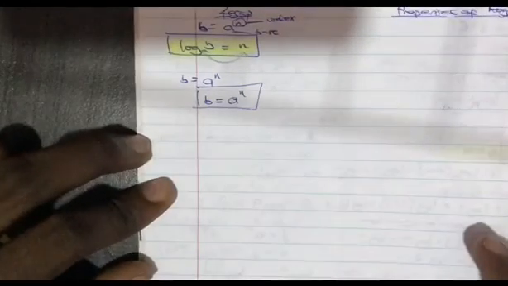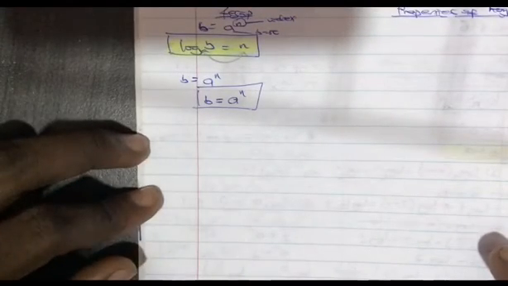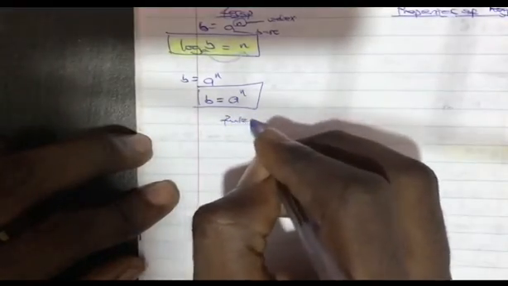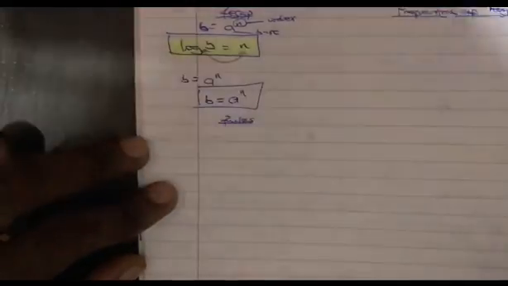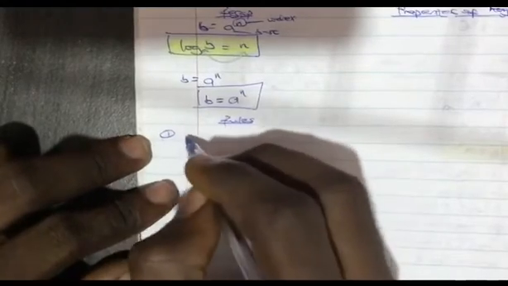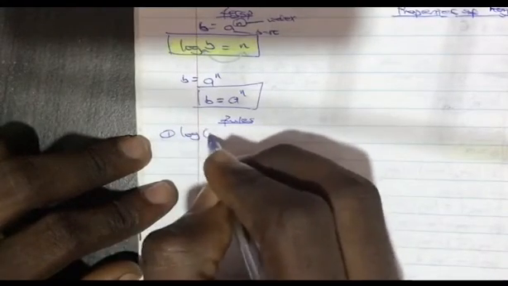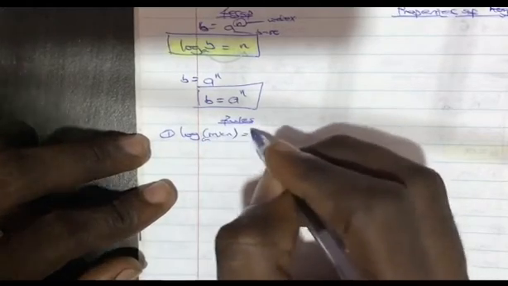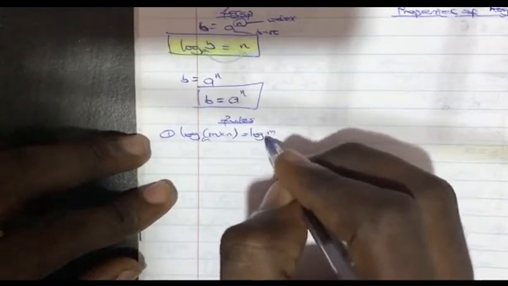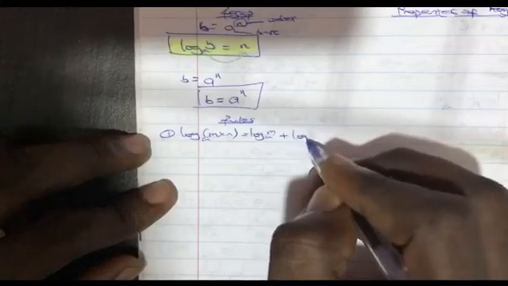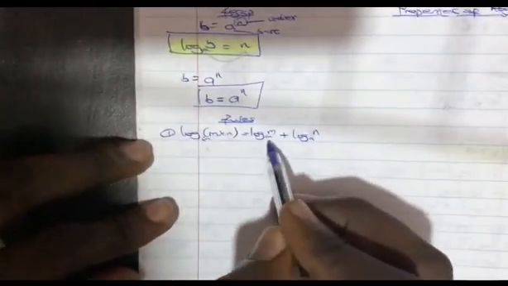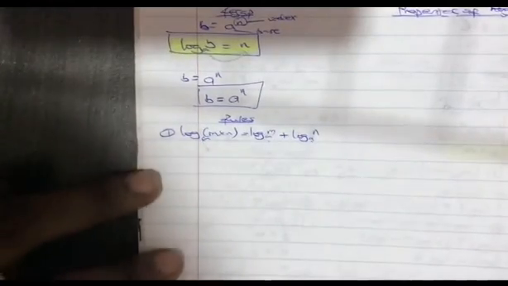So that's that. Next on the list are the rules. Rule 1 says that log of m times n to the base a is equal to log of m to the base a plus log of n to the base a. Remember, they must be in the same bases.